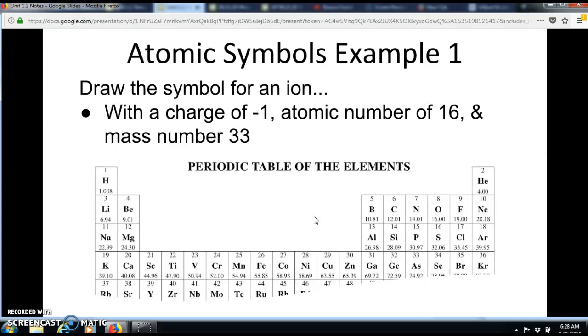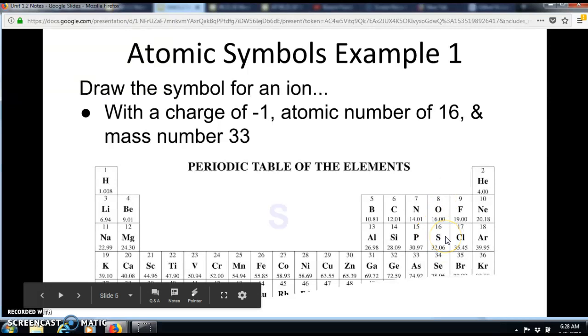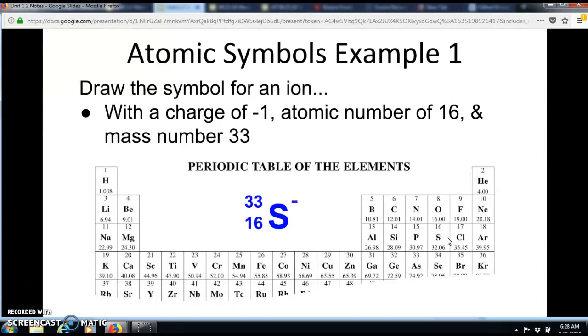So here's a couple of quick examples of how we can go from information like the charge, atomic number, and the mass number and draw an atomic symbol. If you're given a charge of -1, an atomic number of 16, and a mass number of 33, the first thing you want to do is figure out what element it is. For that, you should use the atomic number. If its atomic number is 16, we know it's going to be sulfur. We can draw that symbol. Then we can just plug in everything else. Atomic number lower left, mass number upper left, charge upper right.